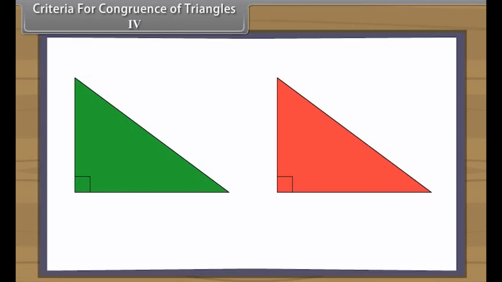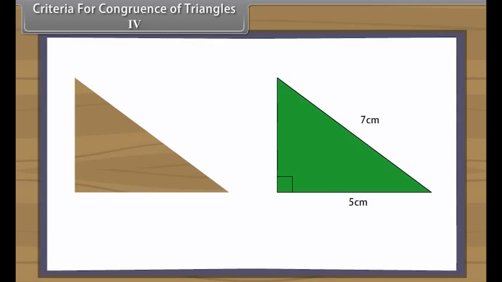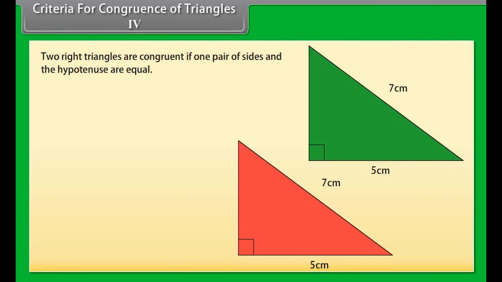Now construct 2 right-angled triangles with hypotenuse equal to 7 cm and one side equal to 5 cm each. Cut them out and place one triangle over the other with equal side placed on each other. We will observe that the 2 triangles cover each other completely and so they are congruent. Or we can say that 2 right triangles are congruent if one pair of sides and the hypotenuse are equal. Thus we have criterion 4.